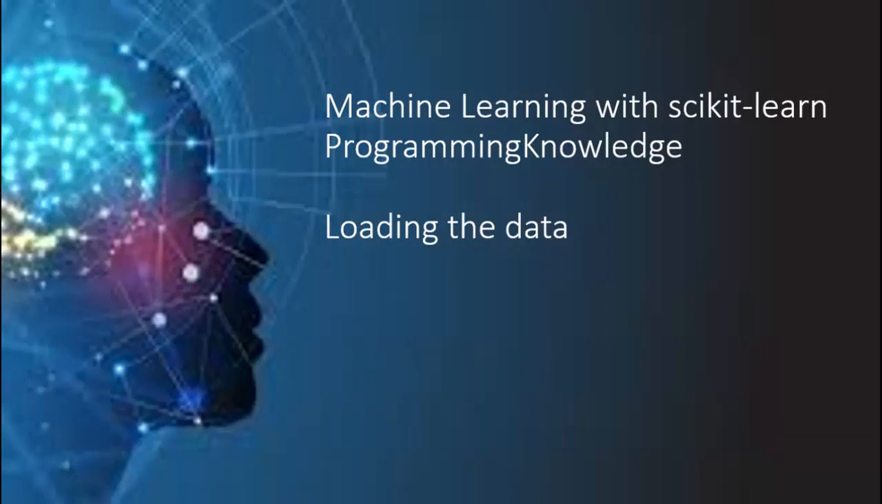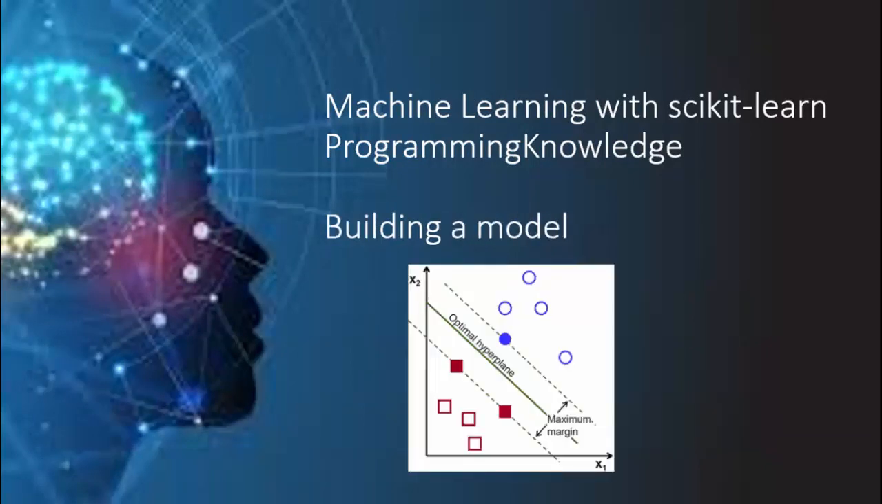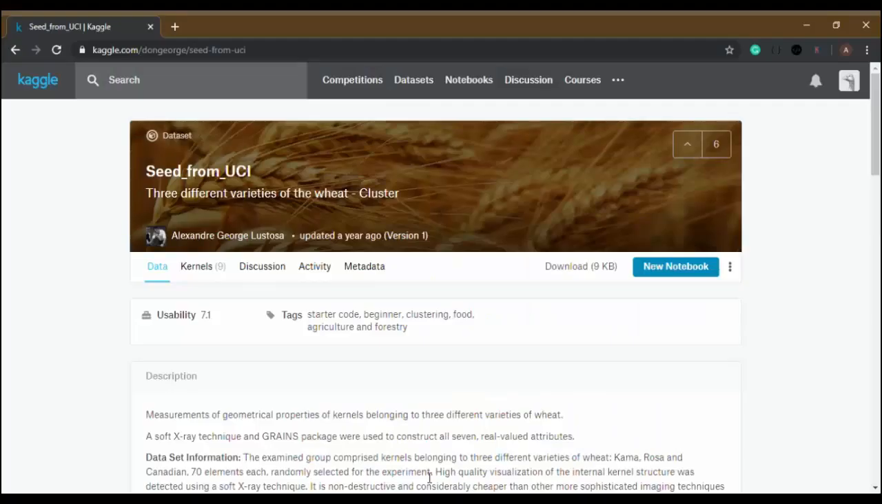We are now in a position to take a step forward and to build a model, and that is exactly what we are going to do in this video. We'll be downloading a dataset from Kaggle and build a classification model, and finally we'll see how good a model is doing at predicting or classifying. Now let's proceed to have a look at the dataset on which we are going to work. So open Kaggle and search for seed from UCI, and you will land up on this page. Let me zoom it so that it is more clearly visible.